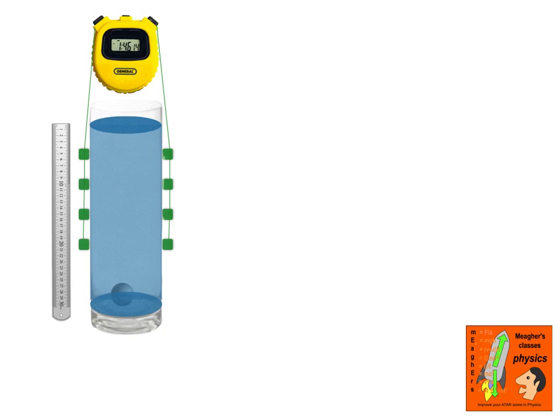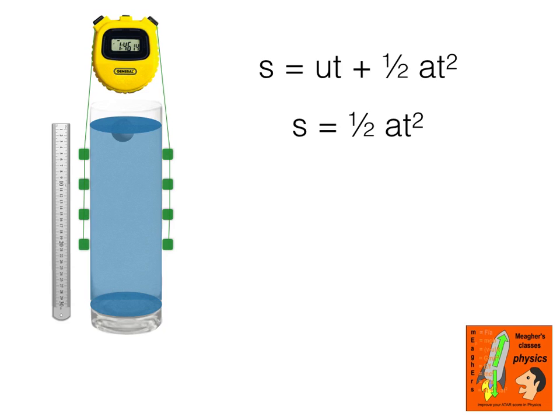Now we know from the rectilinear motion equations we've looked at earlier on that the displacement is the initial velocity multiplied by the time plus half the acceleration times the time squared. Now in this instance the initial velocity would be zero, so the displacement would be equivalent to half the acceleration times the time squared. So let's just put in a table of data that I've collected in an experiment of this nature.